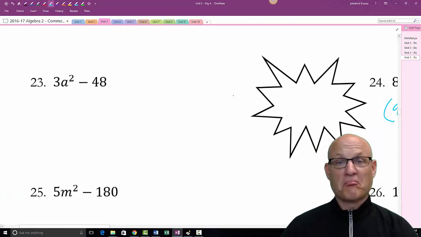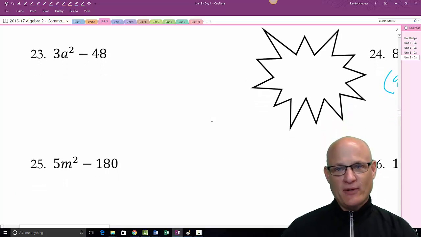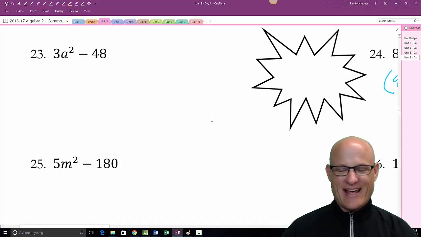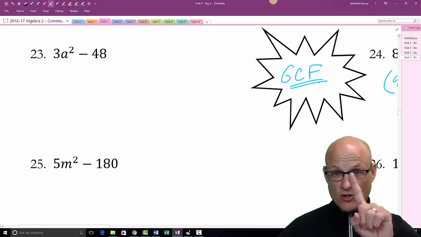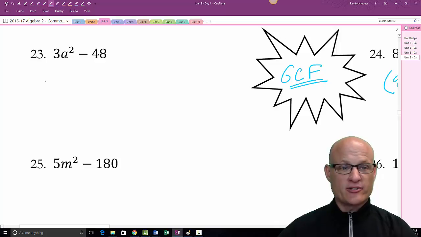Not perfect squares. Now, why would I put this one on here if it's not perfect squares? I mean, I'm crazy, but I'm not that crazy. And it goes back to the thing I starred, highlighted in 2 different colors, drew some arrows to, and did a whole bunch of other crazy stuff. And that is the fact that you must check for GCF first. That's rule number 1. First rule of factoring, take out the GCF.